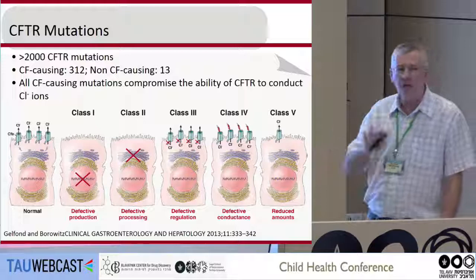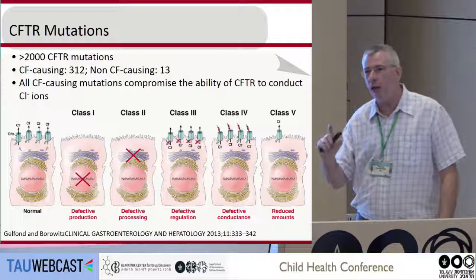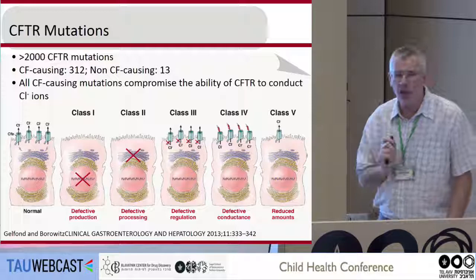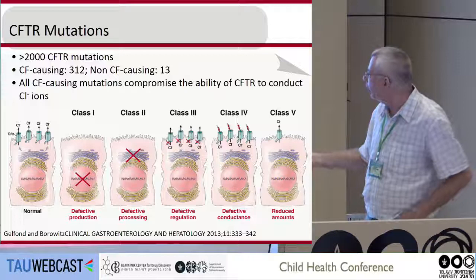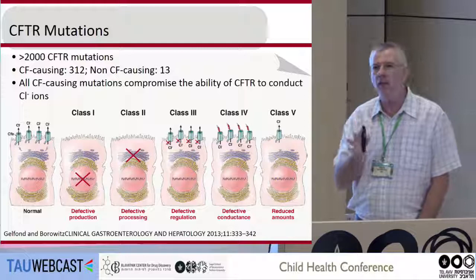Some of them disrupt the formation of the protein. So CFTR, bearing this mutation, does not get to the cell membrane, so no protein. Some of them are missense mutations, which impair the gating of the channel. So there is CFTR in the membrane, but it doesn't gate properly. It doesn't conduct chloride properly. But irrespective of the nature of the mutation, they all compromise the ability of CFTR to conduct chloride ions.